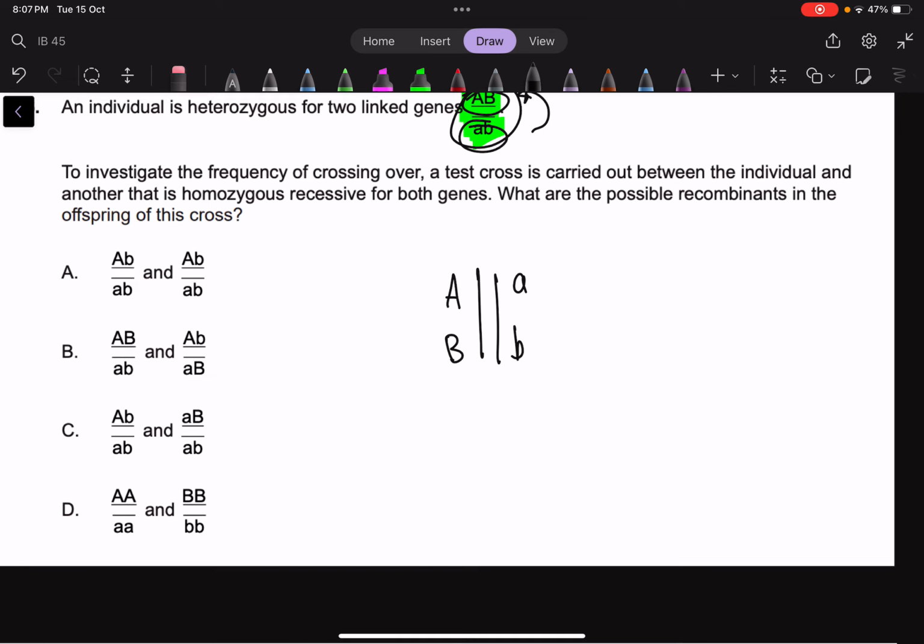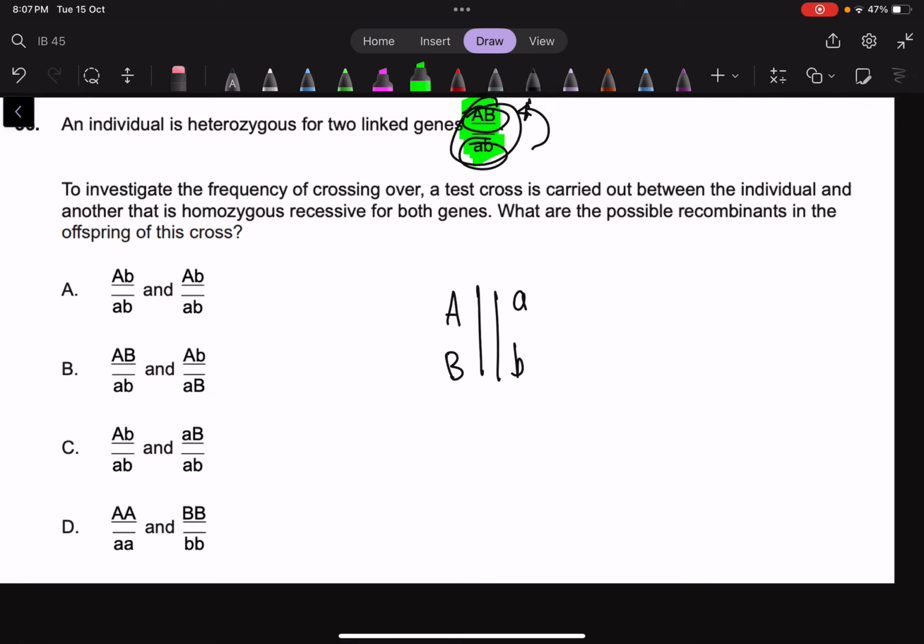But now we've got that vertically, we can read the question. To investigate the frequency of crossing over, a test cross is carried out between the individual and another that is homozygous recessive. So homozygous recessive, they would be like this. We need to identify that they're homozygous recessive. What are the possible recombinants in the offspring of this cross? Okay, we can immediately see that's a test cross. So we didn't need to know that it was homozygous recessive because that's the definition of a test cross. But they were just generous to give us that extra detail.